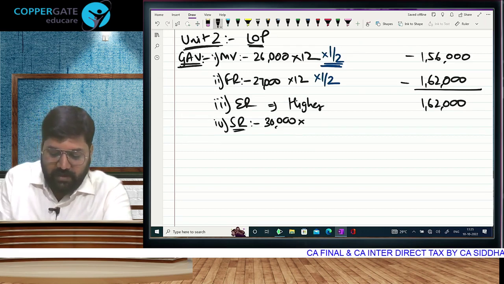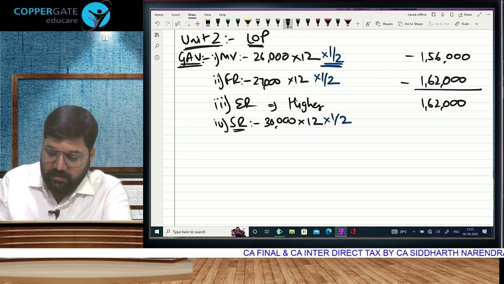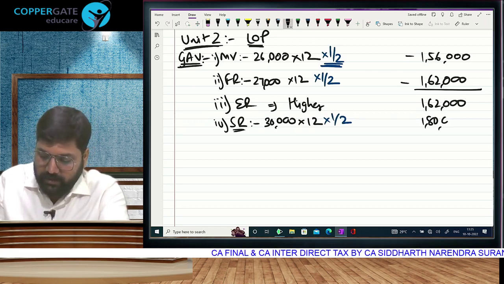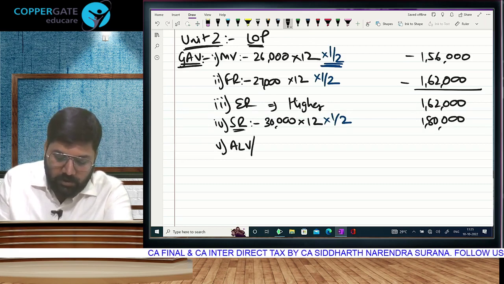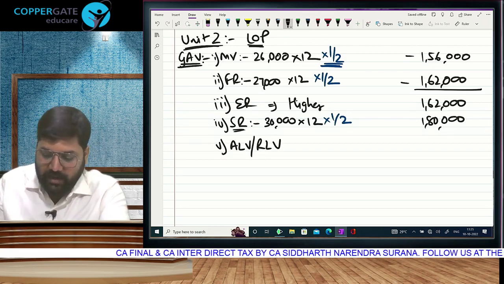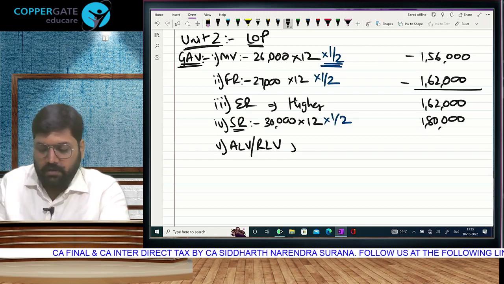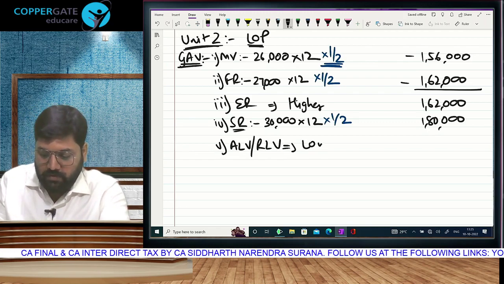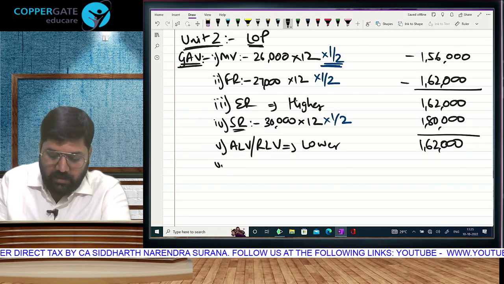30,000 per month है. तो into 12 into half. Excellent. 1,80,000. Next step. ALV, also known as RLV. This is going to be expected rent or standard rent, whichever is lower. So that comes to, चलिए, very good, 1,62,000.